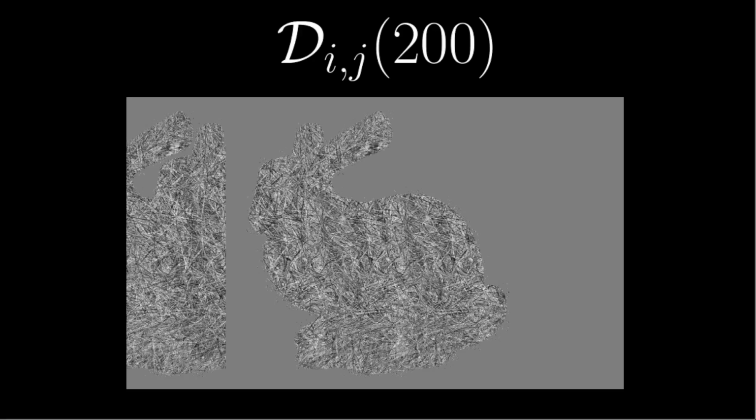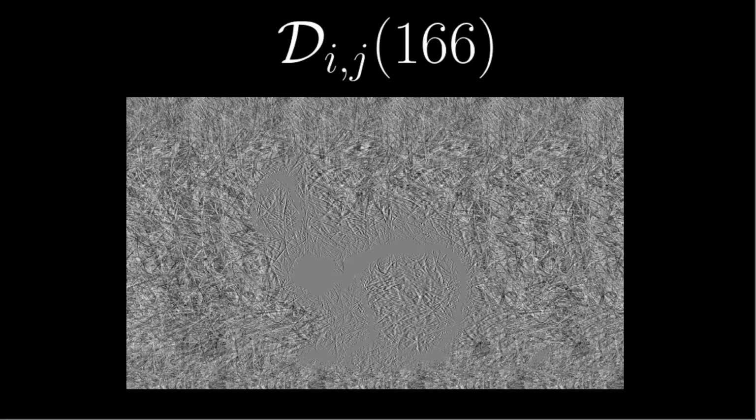In order to display the matrices as images, I'm actually rescaling its elements so they are all between 0 and 1. If we move to a smaller shift, say n equals 166, we can start to see a slice of the rabbit. This is a level set of the depth function, the set of points which appear at a constant distance in the magic image.